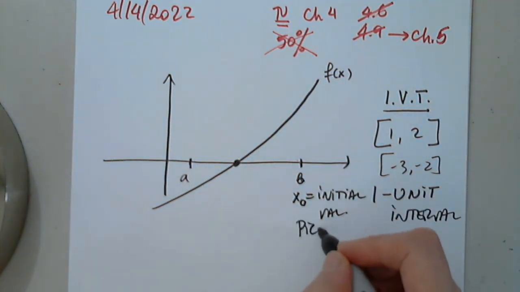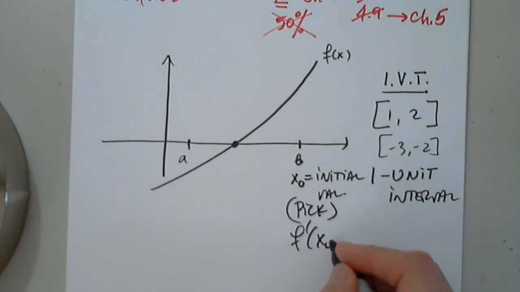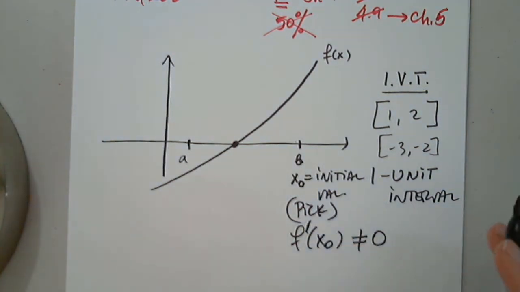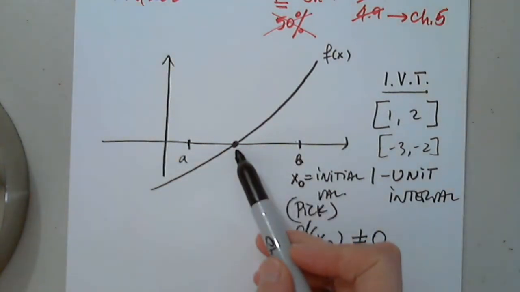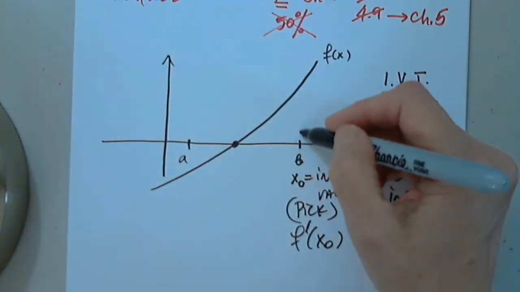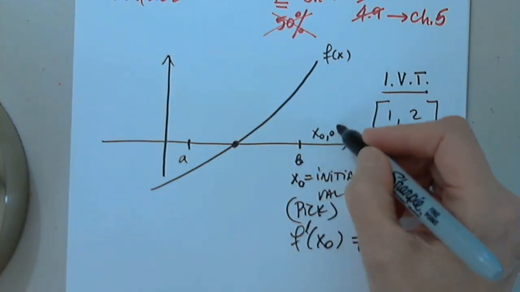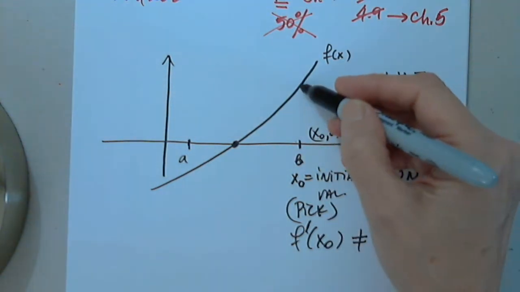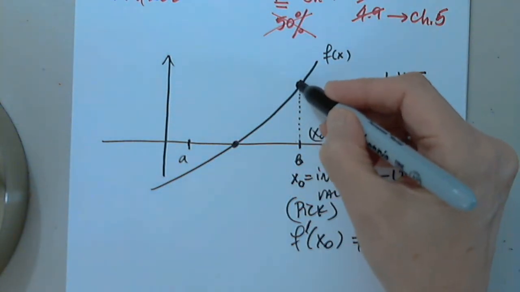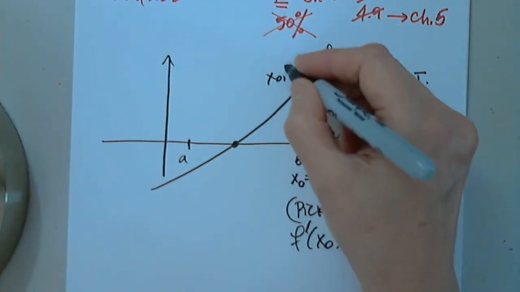I pick this, and I have to make sure that f prime of x0 is not 0. Otherwise, the method will not converge. It will not give us the solution we are looking for. So Newton said this. Okay, so this point here is x0 comma 0. Draw a vertical line and determine this point, which of course is x0 comma f of x0.